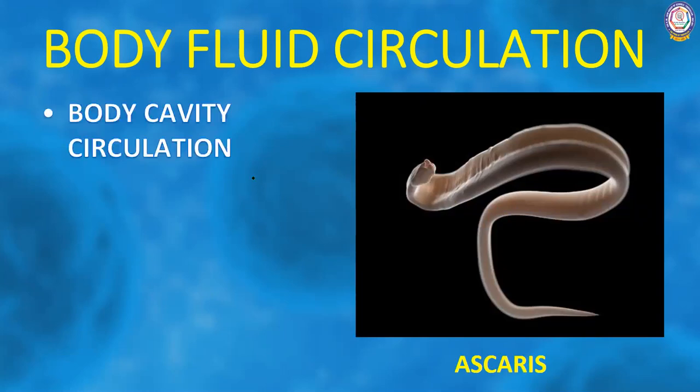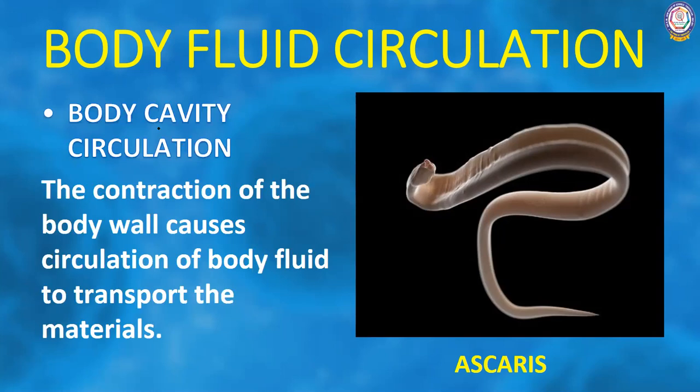Next, another worm we are going to see. This is Ascaris. Here also, it's a body fluid circulation because of the body cavity space. They have a space, and there they have a fluid, parenchymal fluid. When the body compresses, when there is a contraction in the body wall, it leads to the circulation of the body fluid, right?